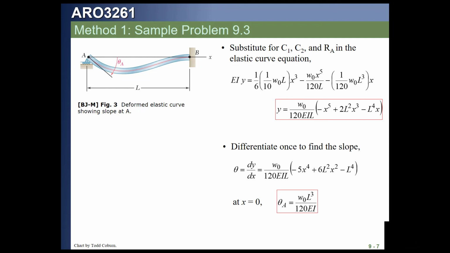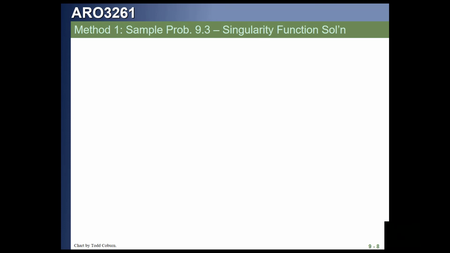And if we then take the derivative of that, or just recall that our slope is already the derivative, we can set this equal to 0 and calculate where the slope is a local maximum or minimum. We find that that's a maximum or minimum at x equals 0, and we then plug in that value to calculate the slope at A. So that is method 1.